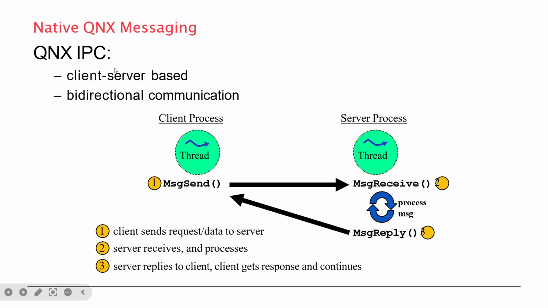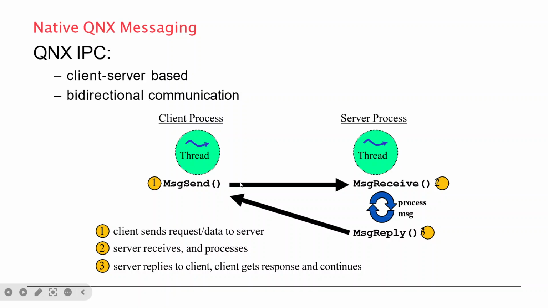It's native QNX message passing, and it's client-server based. We are having two processes. One is called the client process, and the other is the server process. We are going to consider these two processes. It is client-server based, and another feature is bidirectional communication. There will be communication between the client and the server.